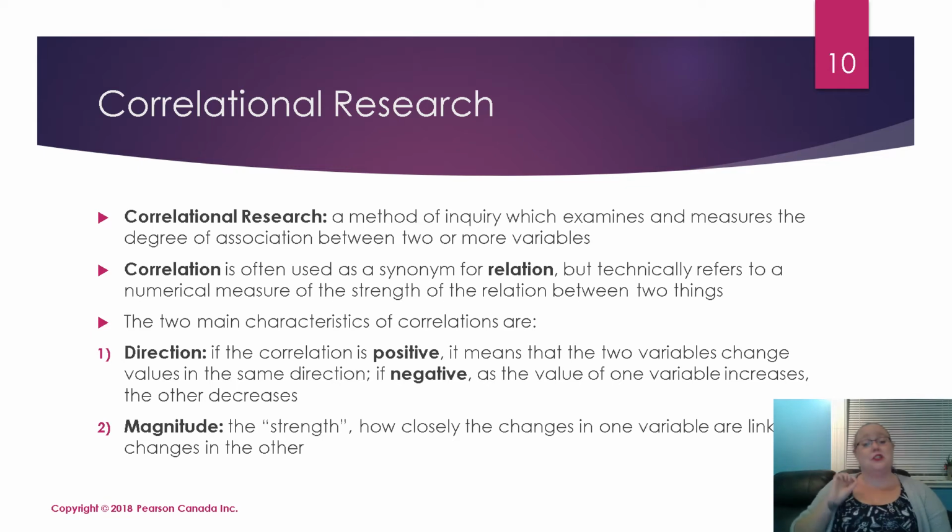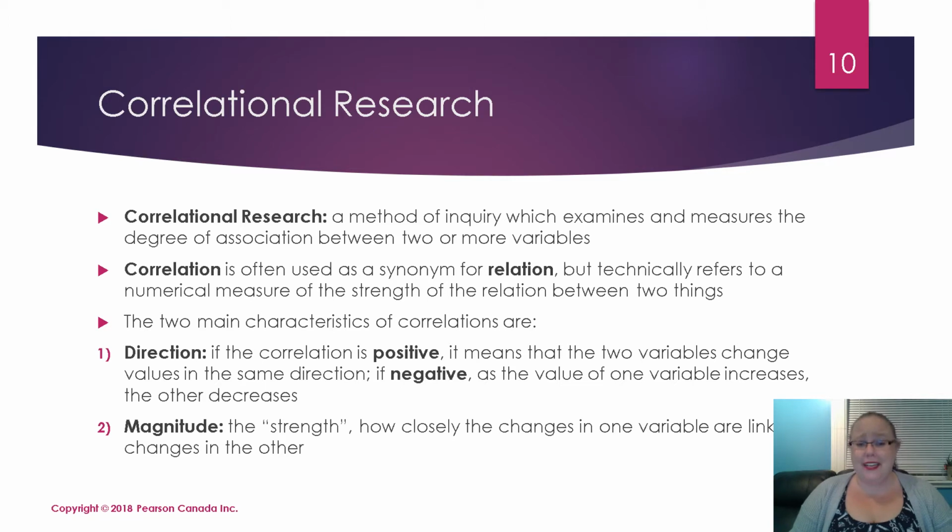So that's the first major characteristic of a correlation. The second is the magnitude. Magnitude refers to the strength of the correlation. So it's great to know how they're related, if they're related positively or negatively, but we also need to know how strong that relationship is. So how closely the change in one variable is linked to the change in another.